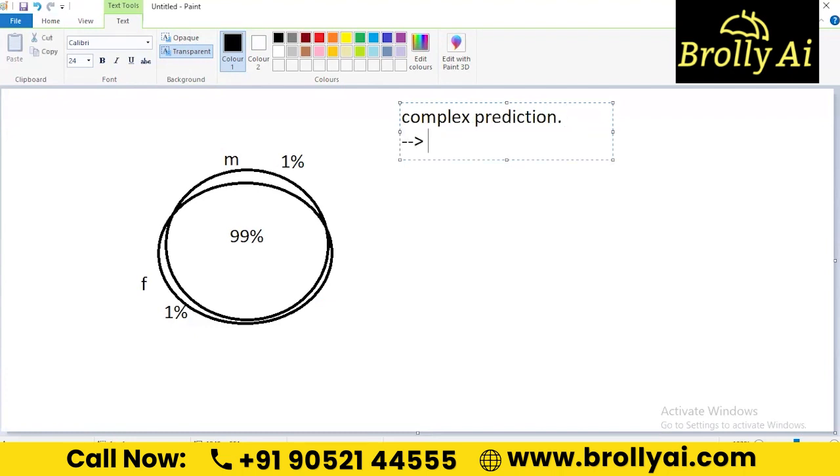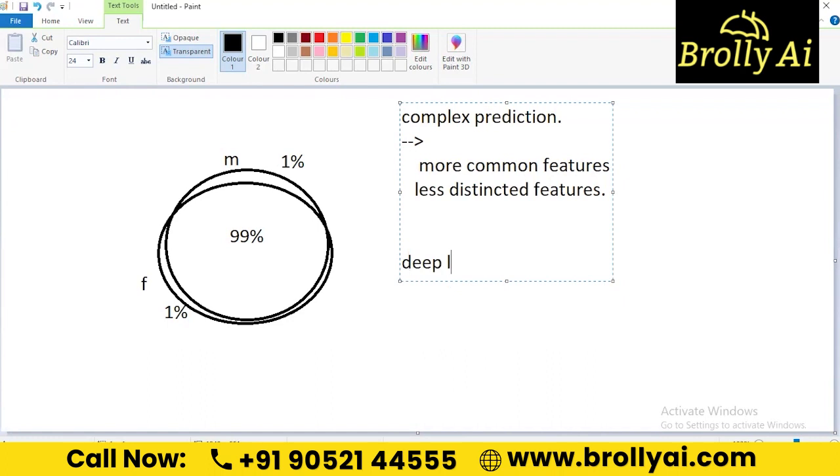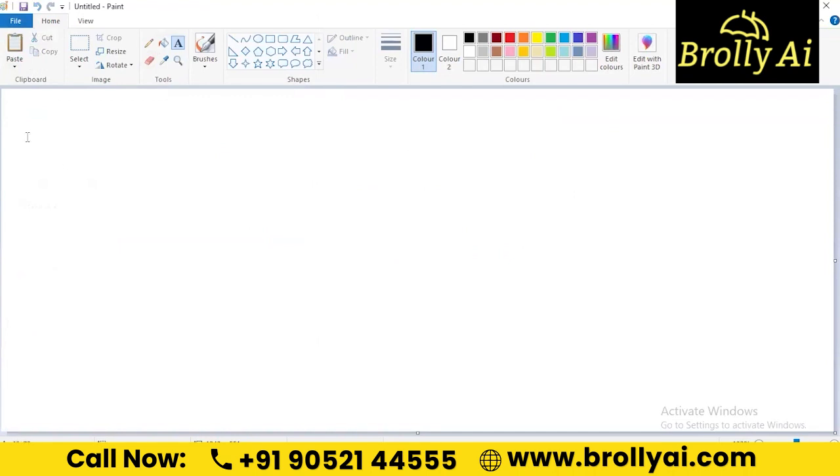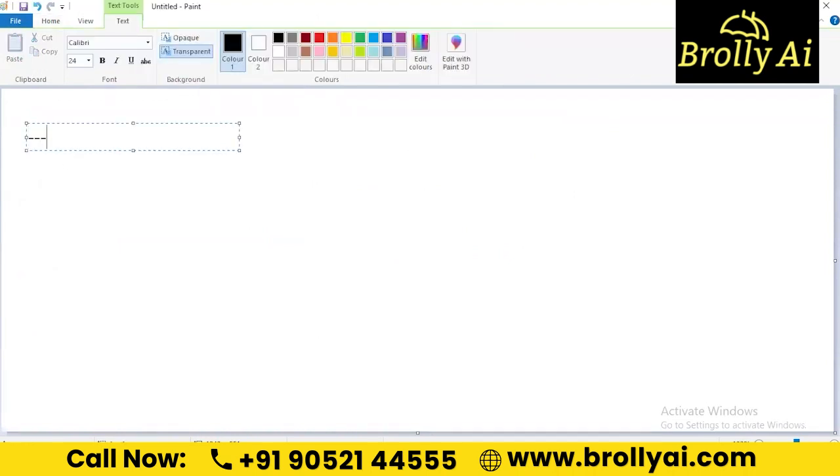So what is the comment on complex prediction? More common features and very few distinctive features. If that is the case, we have to go with deep learning. Got it. So this is the guideline. How do we find the commonality? That is another technique, and later we will learn about those commonality techniques.